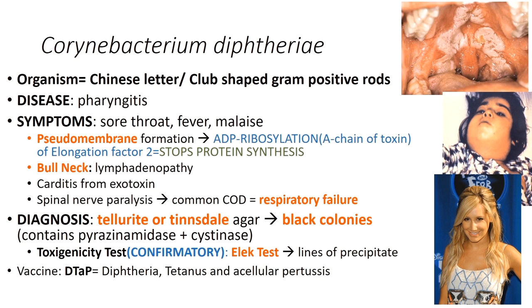So this is your gram positive rods. They form these Chinese letters or club shaped organisms. So definitely look out for those descriptions for these guys. It causes pharyngitis, so severe sore throat, fever, malaise. You're going to see that pseudomembrane. You can see up in the top right here, this is that pseudomembrane, this gray silvery thing.